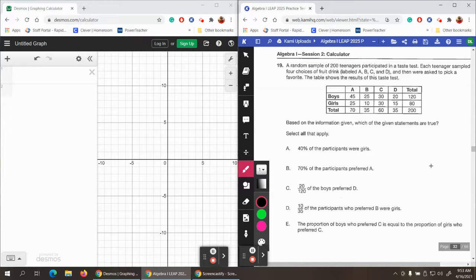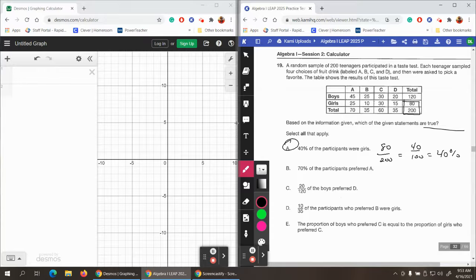All right. A random sample of 20 teenagers participated in a test. Based on the information given, which statements are true? Select all that apply. 40% of the participants were girls, so let's go to total. I have 80 girls out of 200. 80 out of 200 is 40 out of 100, which is 40%. That's true. That's an answer.